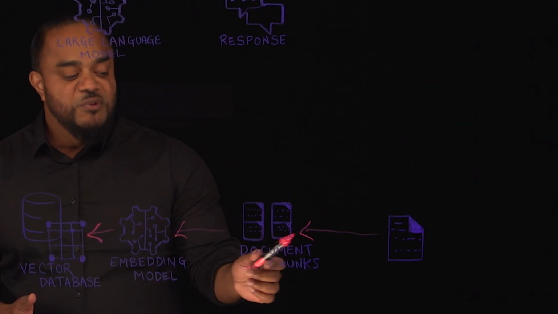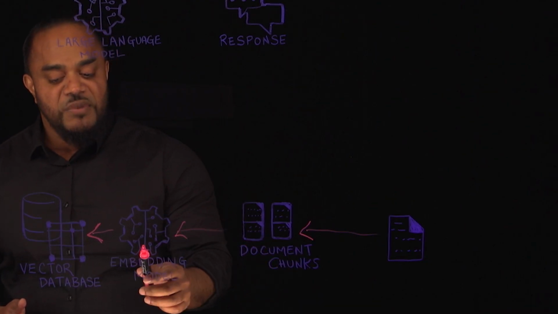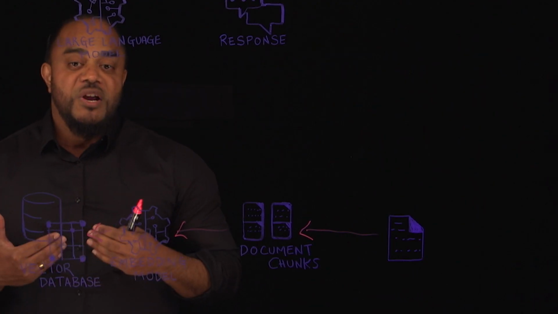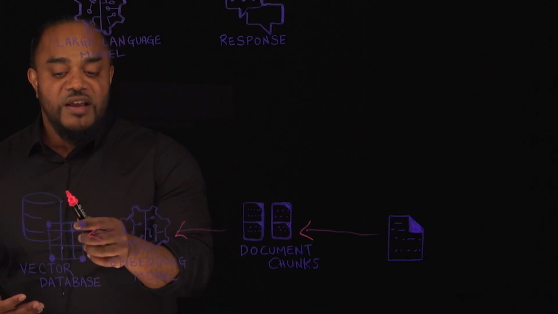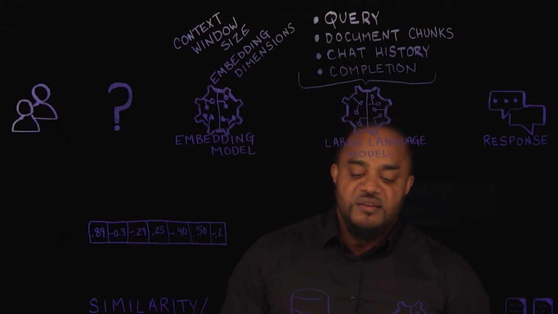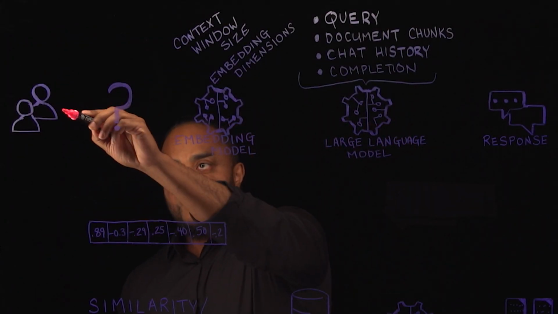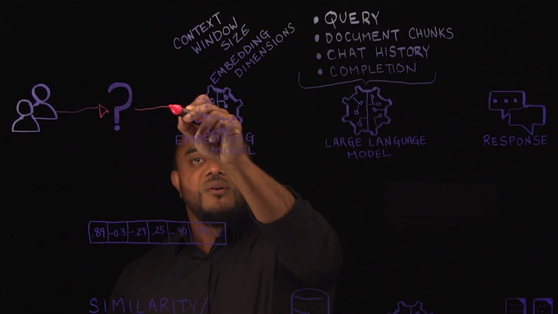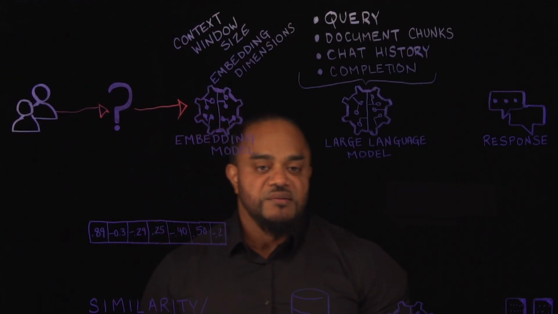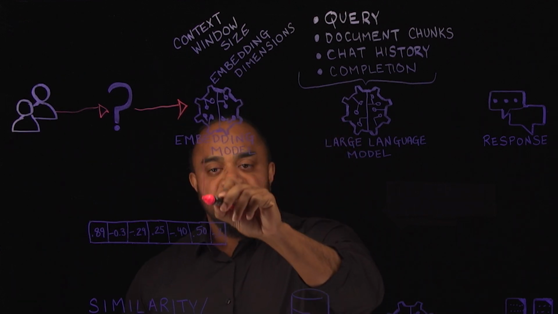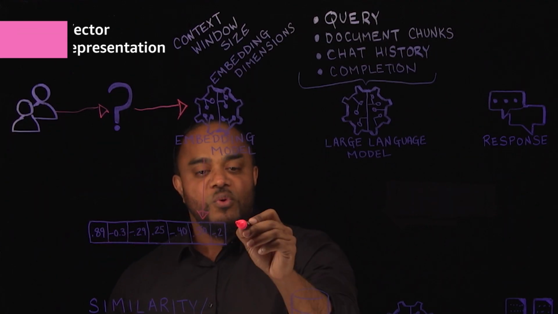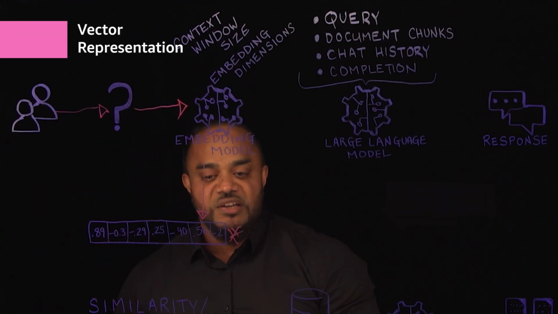Now, once the documents are chunked and turned into embeddings, it's important to note that both the textual representation and the numerical representation of the data are going to be stored in the vector database. So let's say that you have a user and they submit a query. The query as well needs to be turned into an embedding. To do that, the query will be passed through an embedding model, and the embedding model will turn the query into a vector representation.